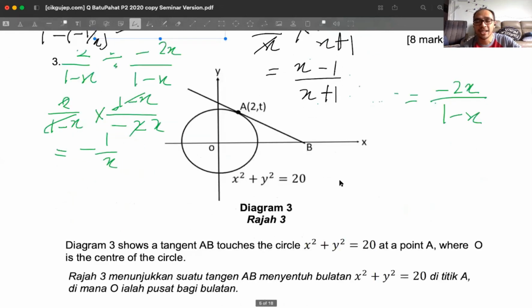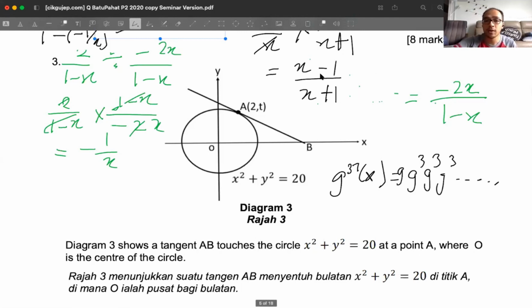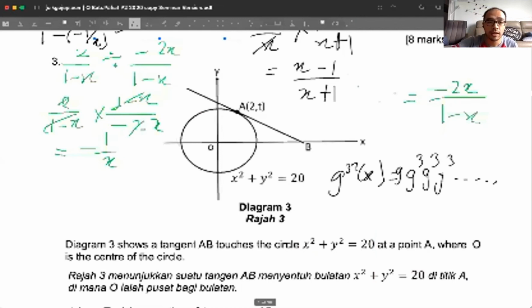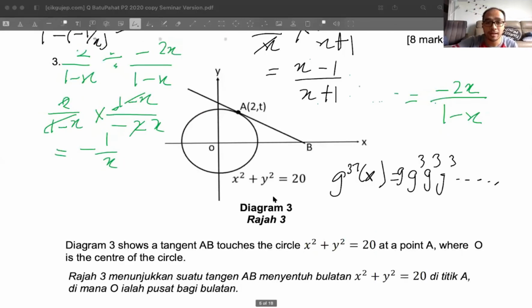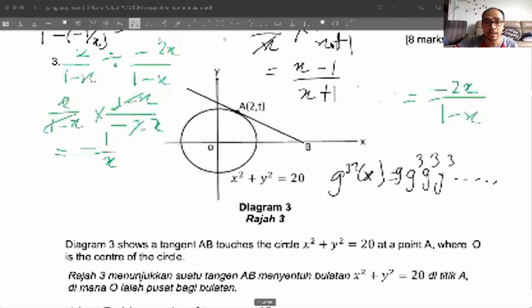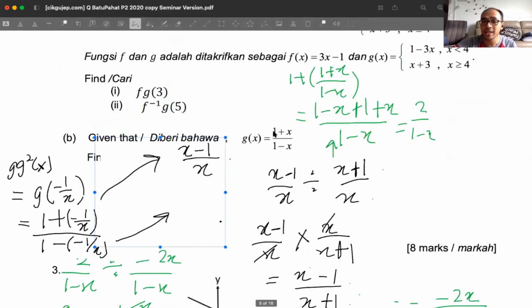So G37, x is actually a whole lot of G3s. G3, G3, G3, 12 times actually. And every G3, you get the same thing. And you will finally end up with, G37, actually the final answer is 1 plus x over 1 minus x.